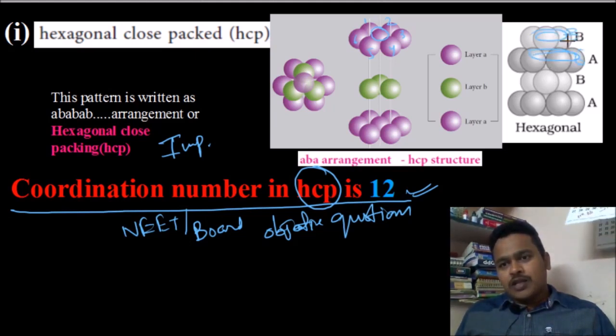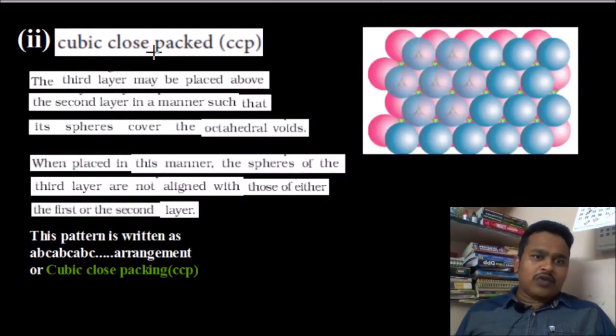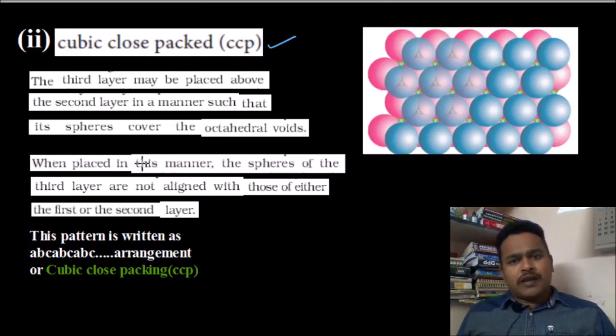Above how many are there? 3 are there. Below how many are there? 3 are there. Overall 12. So the coordination number is 12 here. And you can go for the cubic close packing. Again I am coming to my concept.